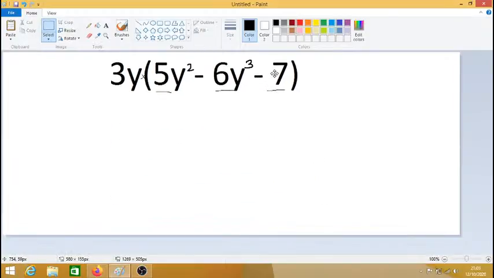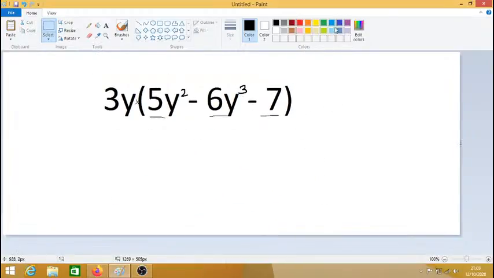So just to make sure you're completely okay with it, let me just do the first one, and you can do a couple yourself. So on the outside I have just the 3y, so the 3y is getting multiplied by the 5y squared. That's going to make, if I just think of the numbers, 3 times 5 makes 15, and the y times y squared is y cubed. And then I can move on to the next one.